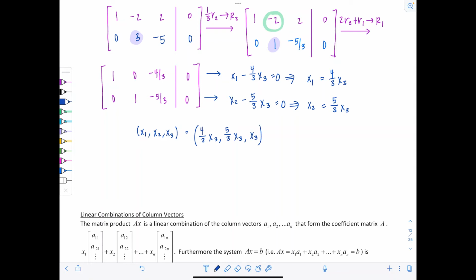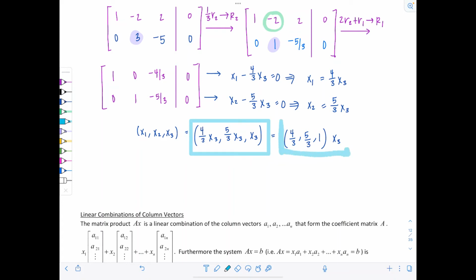And I know I've shown you guys this in the past. You can factor out the x3. So you'd have 4/3, 5/3, 1, all multiplied by x3. So a few different ways you can write your answer, okay? Be familiar with them all. They're all useful in different contexts. So, you know, you don't want to be a one-trick pony.